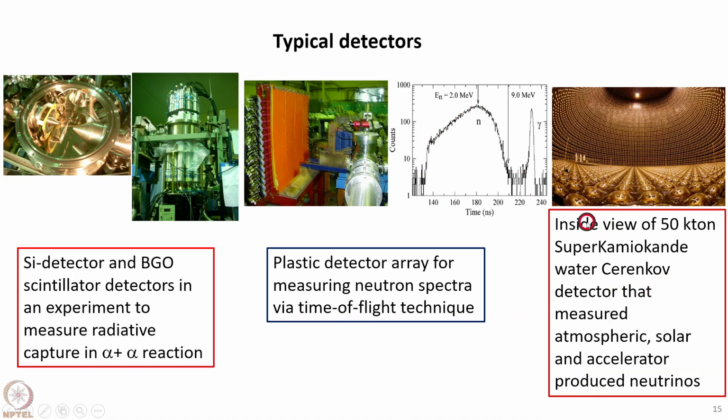This is an inside view of a huge water Cherenkov detector which measures neutrinos, cosmic rays, proton decays and so on. It's called the Super Kamiokande detector, but it's pure water looked at by very large photomultiplier tubes, almost 50 centimeter diameter photomultiplier tubes, that has been used to measure atmospheric, solar and accelerator produced neutrinos.